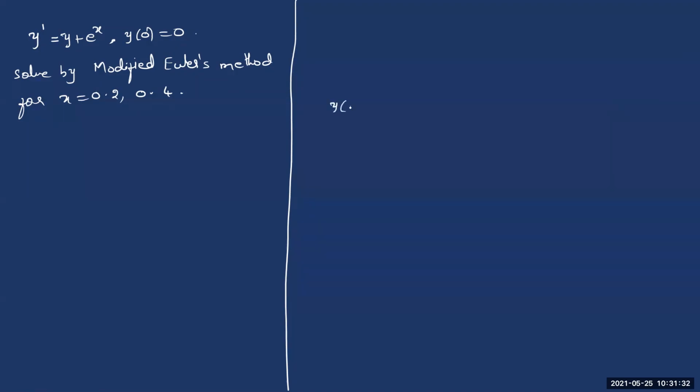The condition you are given is y at 0 is equal to 0. Usually we take this condition similar to this: y at x naught is equal to y naught. If you compare these two, you can understand the value of x naught is 0 and its corresponding function value y naught is also 0. So x naught and y naught both are zeros here for this particular question.